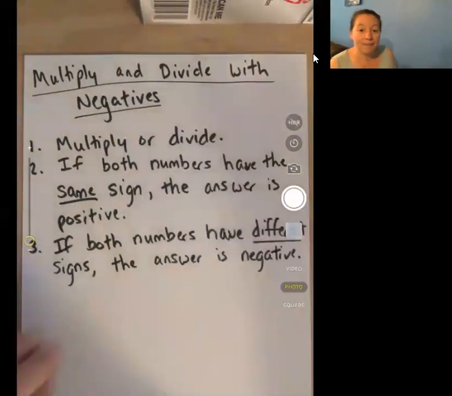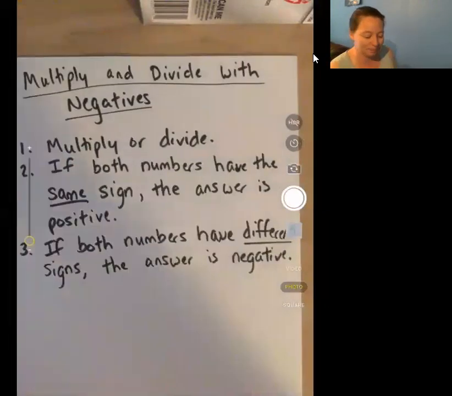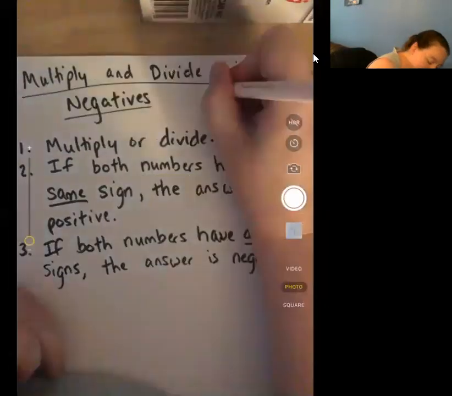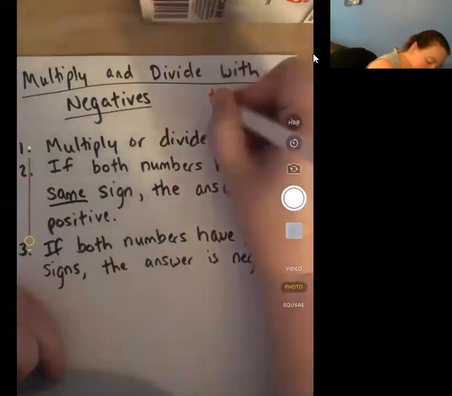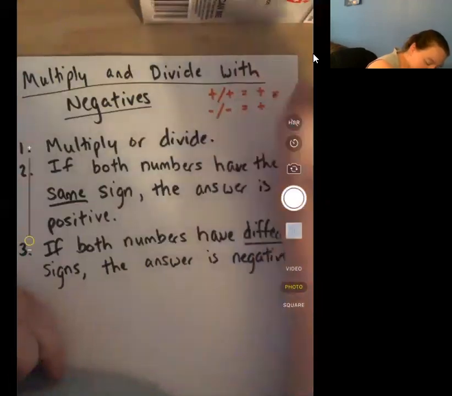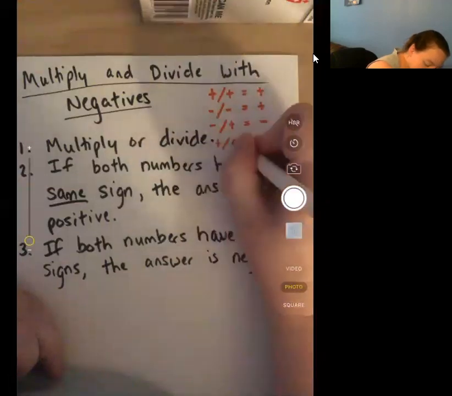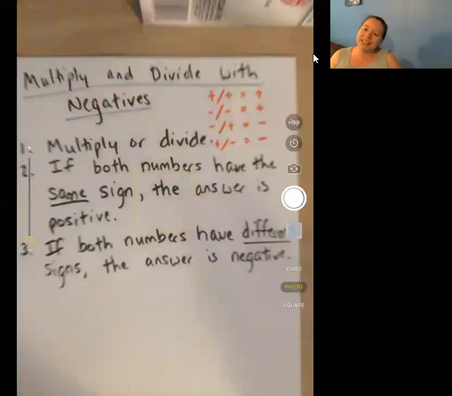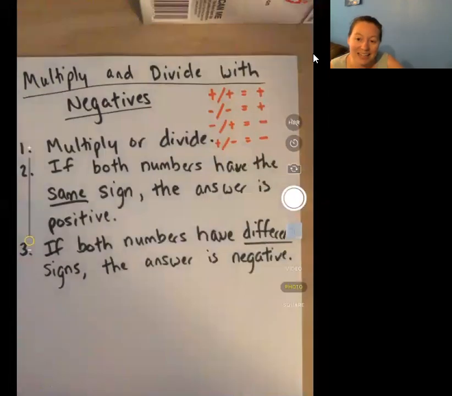Okay, now my handy dandy little chart that I make up so I can remember this is: positive, positive is a positive. Negative, negative is a positive. Negative, positive is a negative. And positive, negative is a negative. That's my little chart, and I use it all the time. So 2 positives make a positive. 2 negatives make a positive. Negative and a positive make a negative. Positive and a negative make a negative.